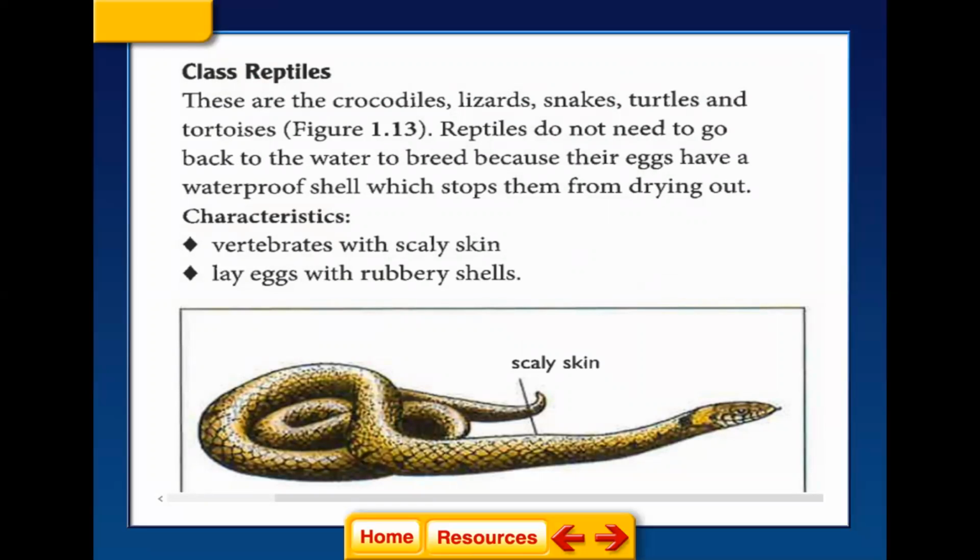Fourth class, reptiles. These are the crocodiles, lizards, snakes, turtles, and tortoises. Reptiles do not need to go back to the water in order to breathe. Maybe they live in the water, but they go back to the land to lay their eggs with rubbery shells. They are vertebrates with scaly skin. They lay their eggs with rubbery or leathery shells as a waterproof.